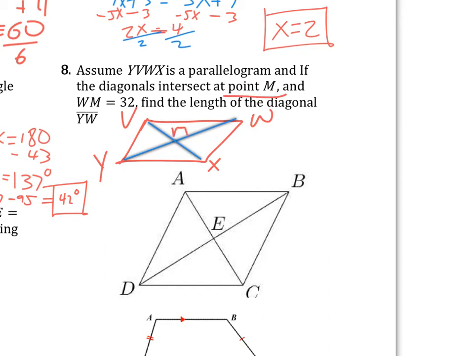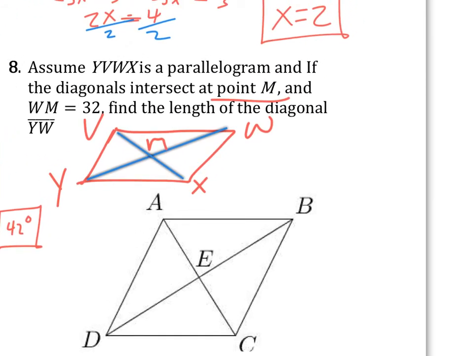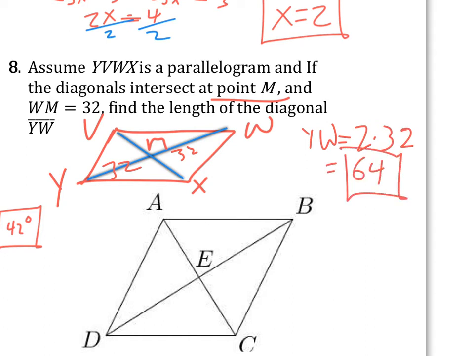And we're told that WM is 32. So if this guy here is 32, find the length of the whole diagonal. Well, if that's 32, this guy's got to be 32 over here. So the whole diagonal, YW, has to be 2 times 32, which is 64. So that's the idea.